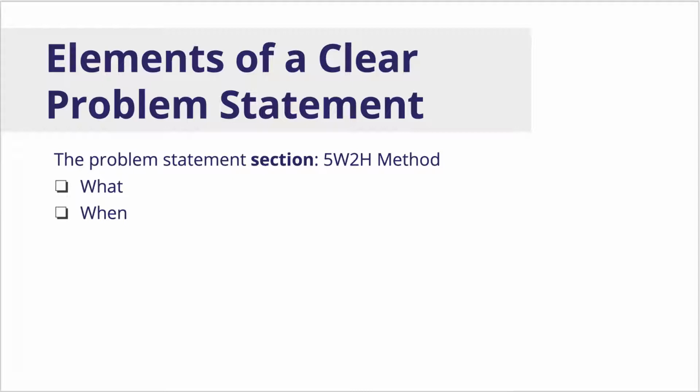So when is usually either now or imminent when you're doing a professional doctorate dissertation. Why? Again, there's some sort of consequence that we don't want to have happen or continue to happen. Where is it going on? What's our context here? And who is being affected by this? Who has this problem?